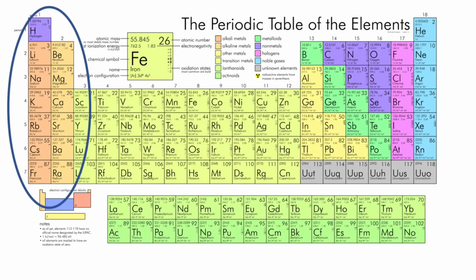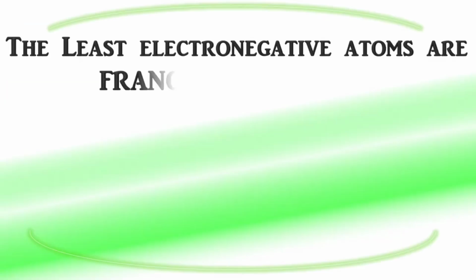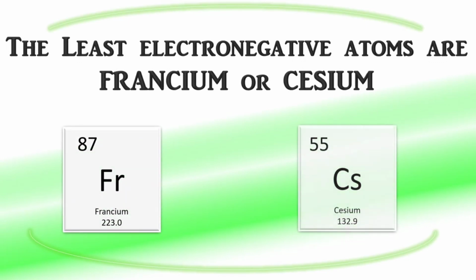Looking at group 1 of the periodic table, you discover these elements have just 1 valence electron in the outer shell. So the tendency to gain electrons is more difficult than just losing them. So in this case, they will have low electronegativity values. Francium is considered the least electronegative element, and sometimes it is replaced with cesium depending on which scale you are using.